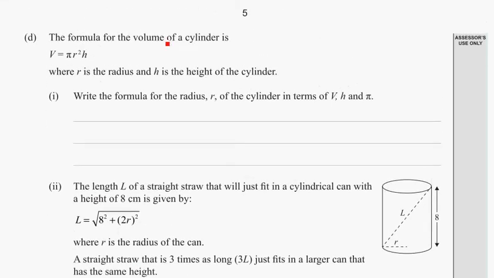Part D, volume of a cylinder. V equals pi times the radius squared times the height. So we're asked to rearrange so we get R equals. Changing the subject of the formula. Right.